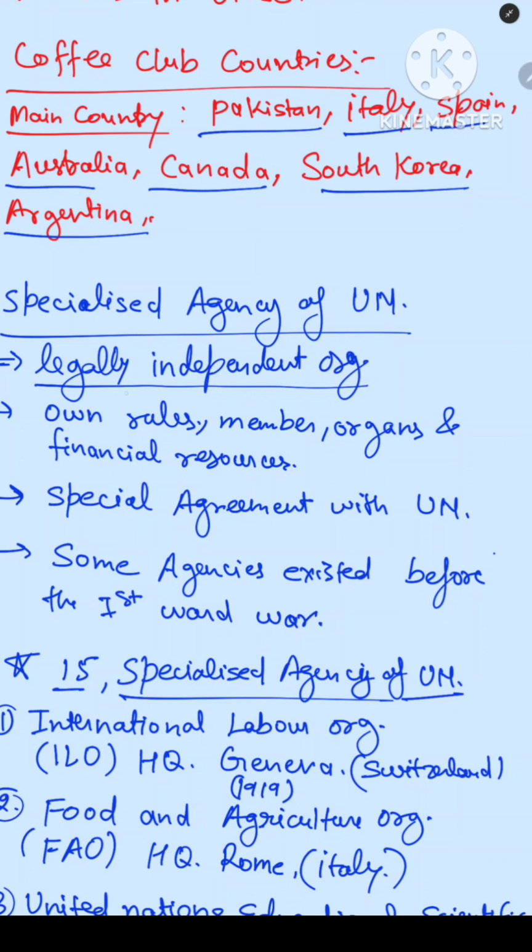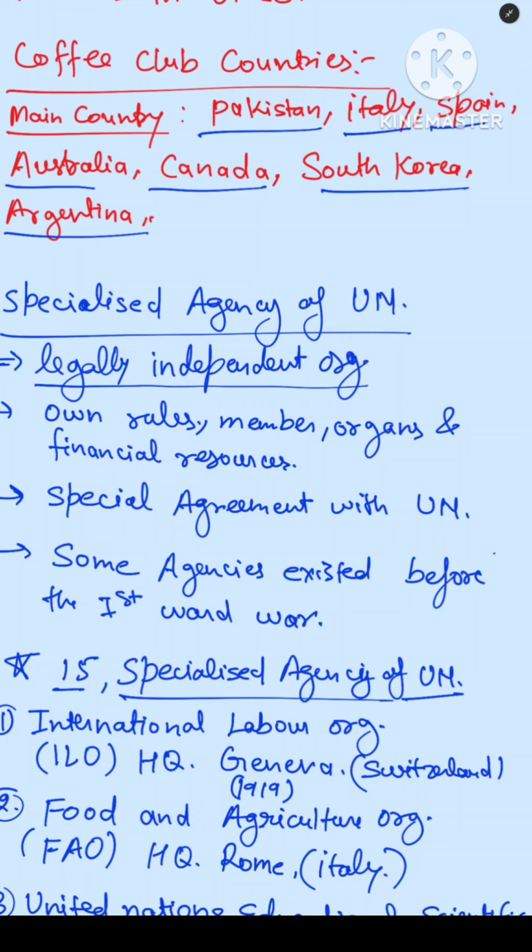And as I told, they are legally independent organizations. They have their own rules, and their members are different. It doesn't mean that if anyone is a United Nations member, then he can also be a member of that organization. They have their own members, like UNESCO. You might have heard of UNESCO. Israel is a part of the United Nations, but not a UNESCO member.